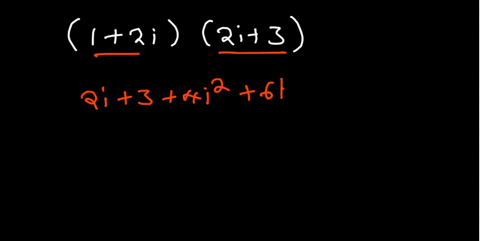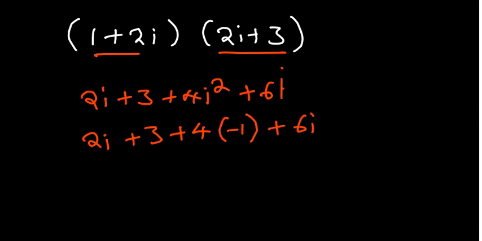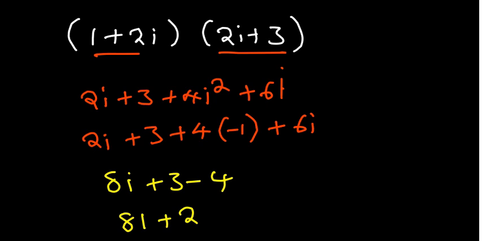Are we together, ladies and gentlemen? We have 2i plus 3. Now, i squared, what did I say? I said i squared is equal to what? Negative 1. What other like terms do we have? 6i plus 2i is 8i. 3 minus 4 is negative 1.